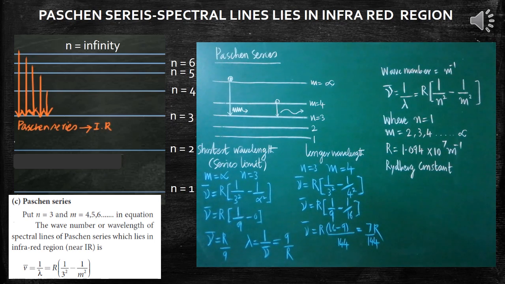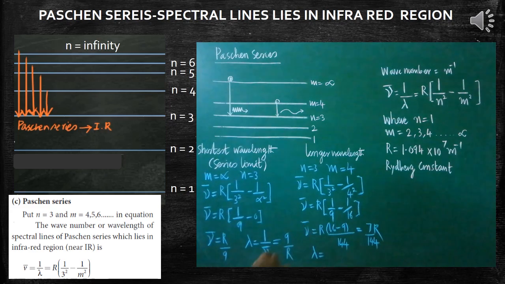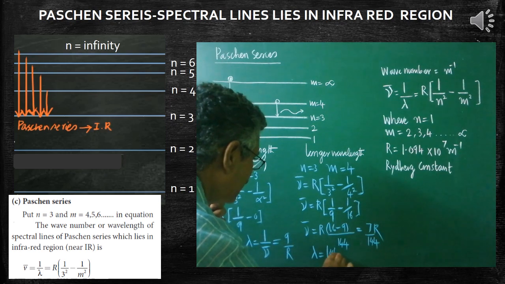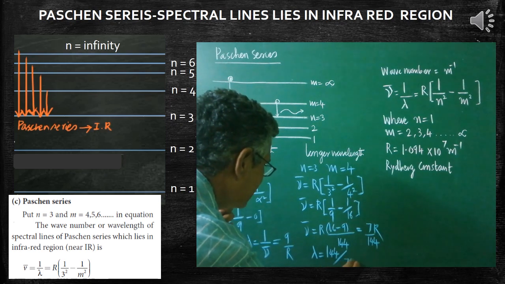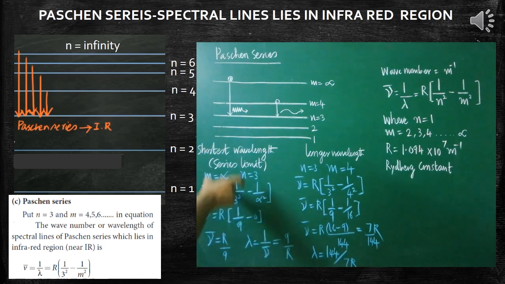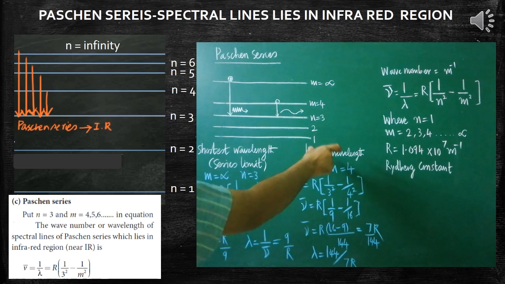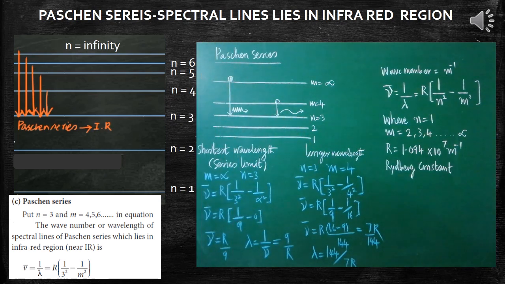How to get the wavelength? Wavelength is nothing but the reciprocal of the wave number. Therefore, finally you are able to write it as 144 divided by 7r. So this is the expression. If any problem or any 1 mark objective questions are asked, you should know how to calculate these things. So this is the detail about the shortest wavelength radiation emitted in the Paschen series. This is the detail about the longest wavelength emitted in the Paschen series.